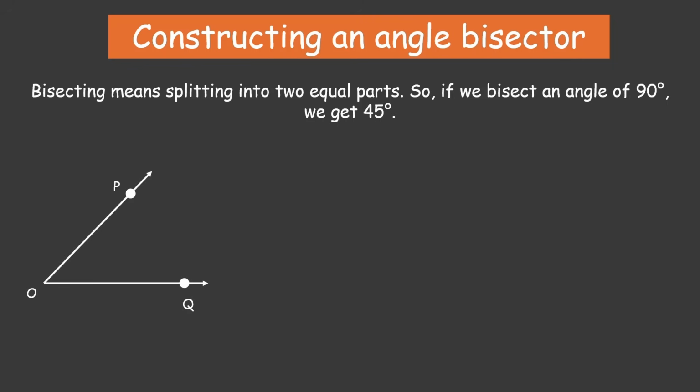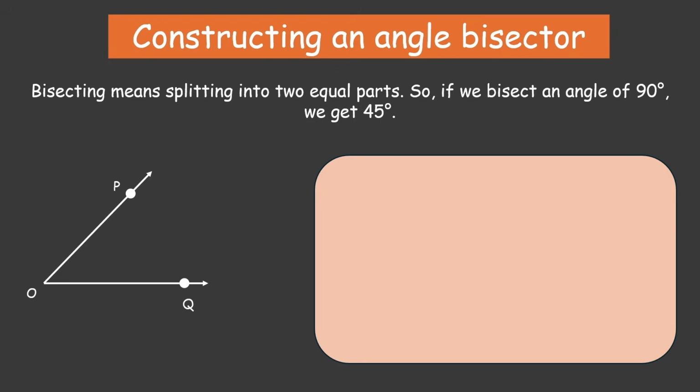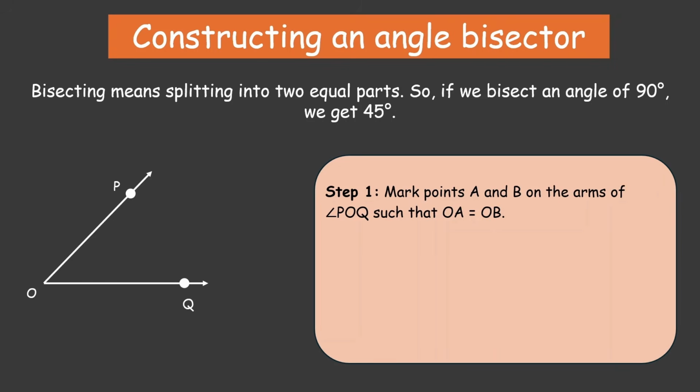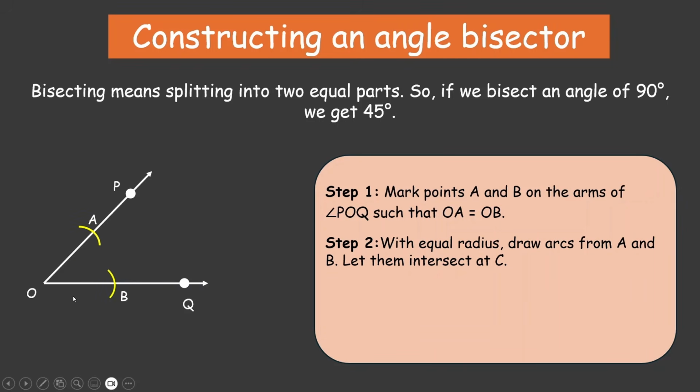So let's say we have this angle POQ and we need to bisect it. First of all, we'll mark points A and B on the arms of POQ such that OA is equal to OB. For that, we keep the compass needle at O, open it to any length and make one arc on OP. Let's call this point A. Then using the same radius, we'll keep the compass at O and make another arc on OQ and call it point B.